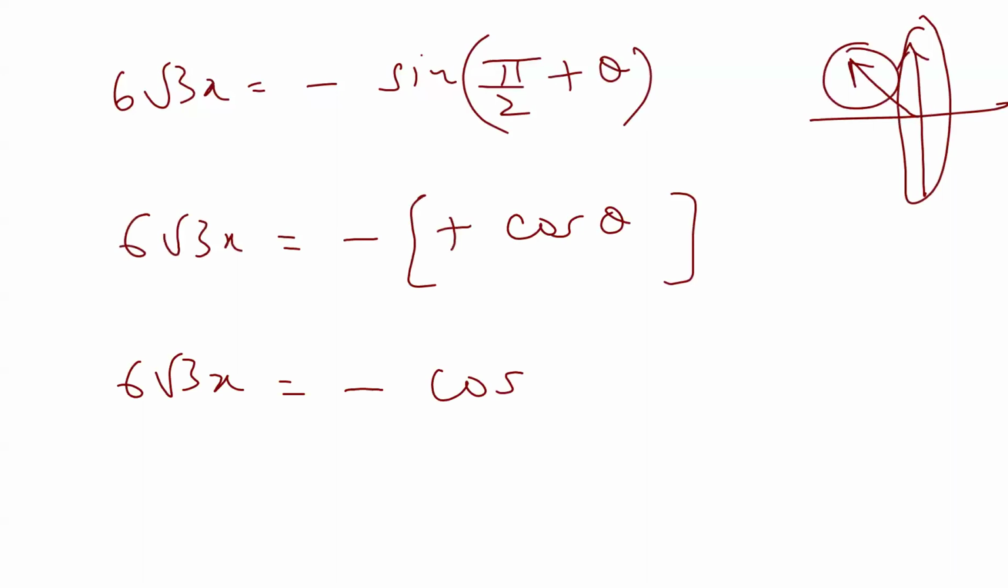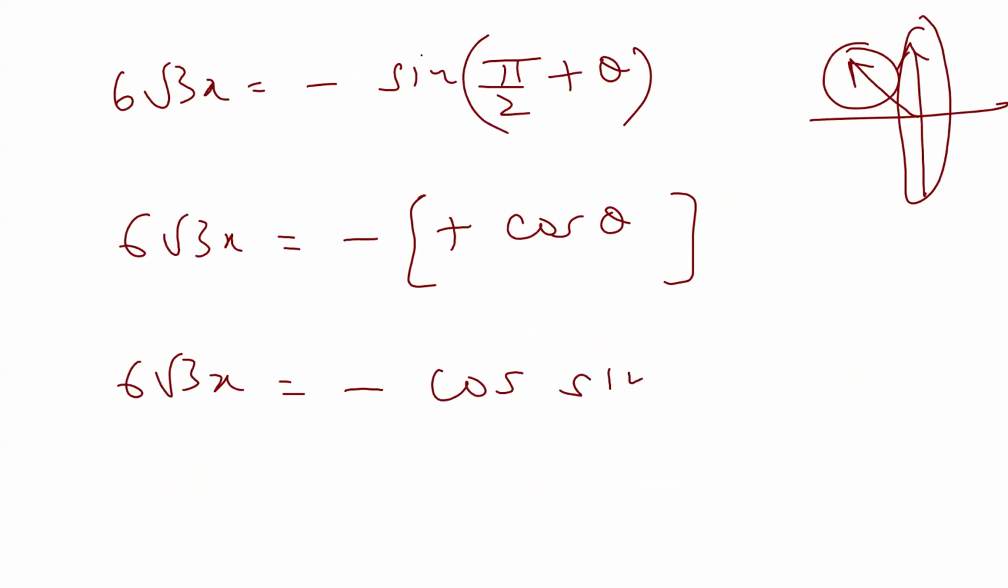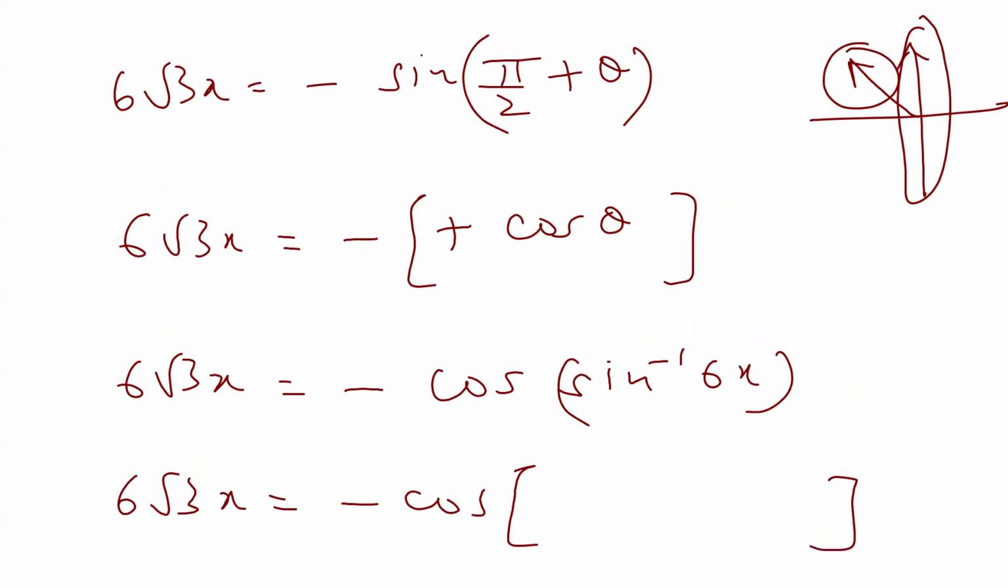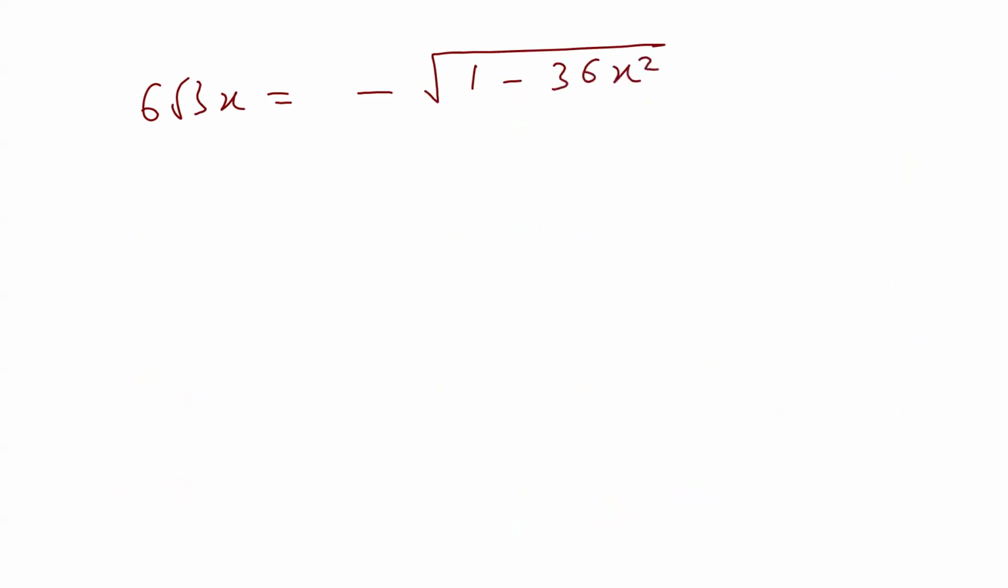Now theta we had taken as sine inverse of 6x. So that I'm going to put over here. Now convert the sine inverse to cos inverse. So this will be cos inverse of root of 1 minus 6x the whole square. See, we have this formula: sine inverse of x is equal to cos inverse of root of 1 minus x square. But then we are having 6x, so this will be 6x the whole square. Fine. Now cos inverse and cos are getting cancelled. So 6 root 3x is equal to minus root of 1 minus 36x square.